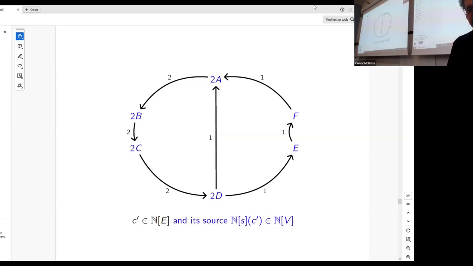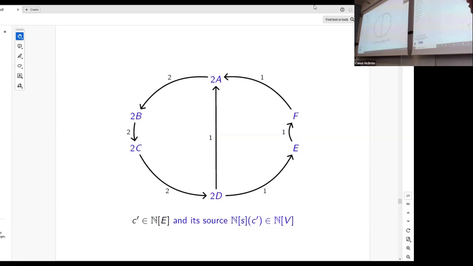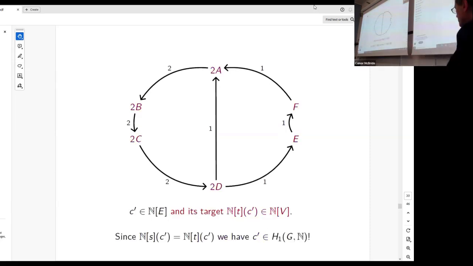But now let's work out the target. Well, the target in this case is exactly the same. You can check that, for example, this guy here is the target of this edge and also of this edge, so we get this guy showing up twice. And if you go back, you can see that's just the same thing we had before. So this particular linear combination of edges, called C prime here, is in the equalizer. So it's an element of the first homology of our graph.